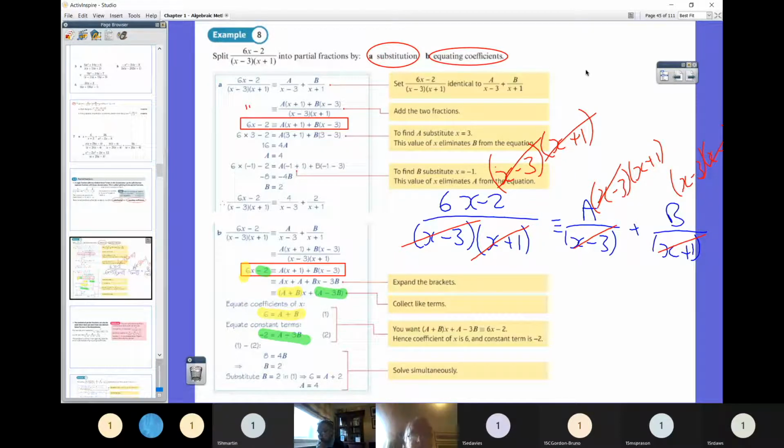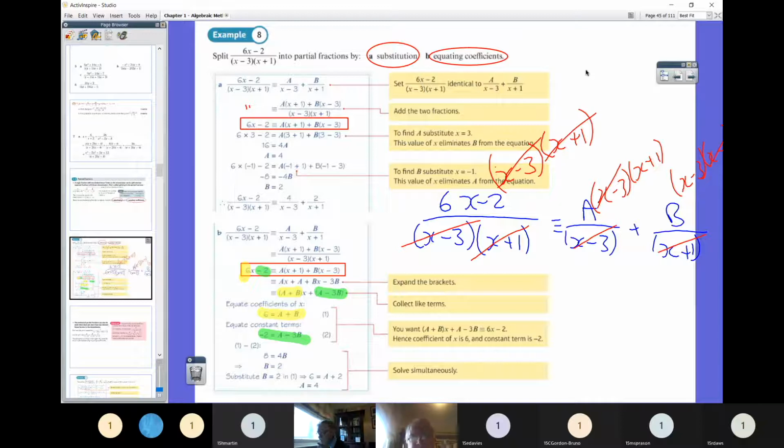We then focus on the numerators. You will see that the two bits I've put in the red rectangle are the same starting point for both methods. So you just need to be confident you can get to 6x minus 2 is always equal to a(x plus 1) plus b(x minus 3).